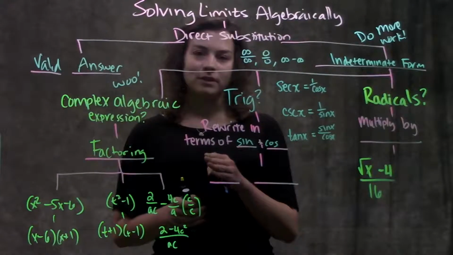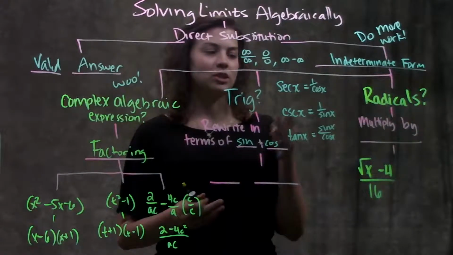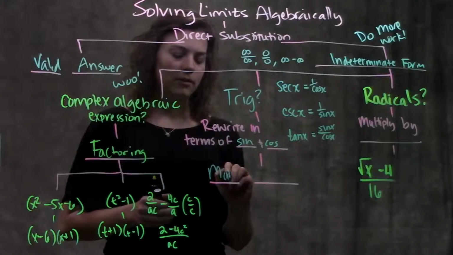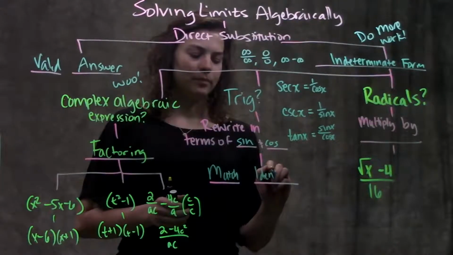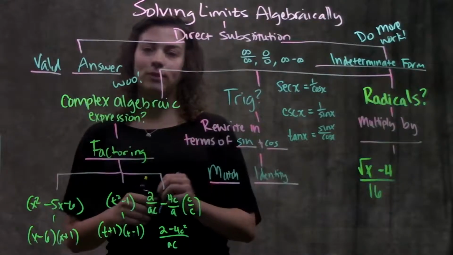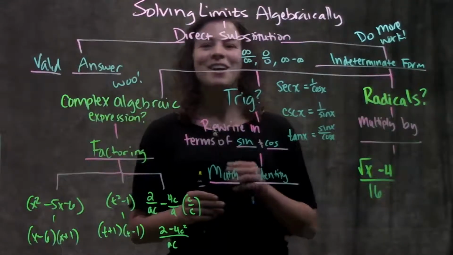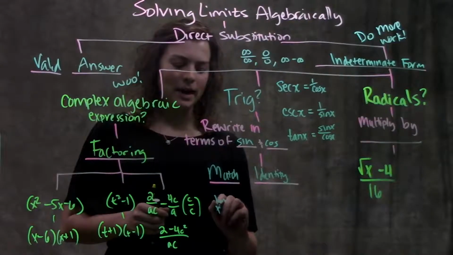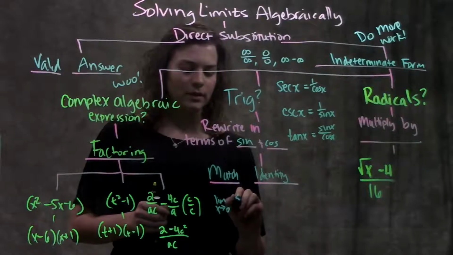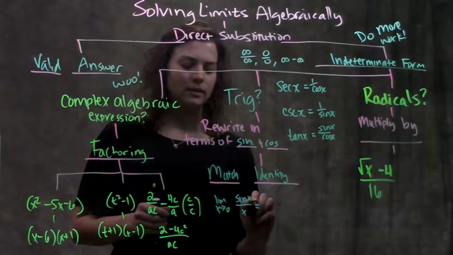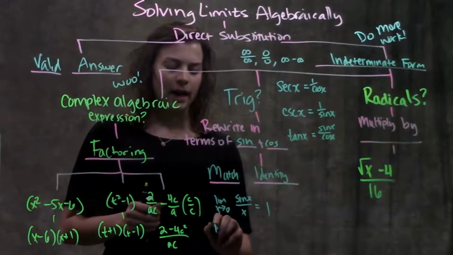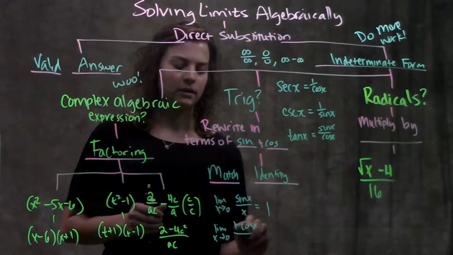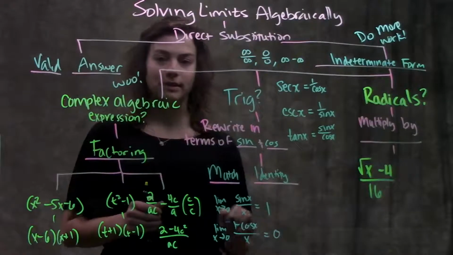Alright, once we've done the first step, we've rewritten the entire function in terms of just sine and cosine, like this. Our next step is to make our function match an identity. If you remember in section 2.6, we had 2 identities, one for sine functions and one for cosine functions. They said that the limit as x approaches 0 of sine x over x is equal to 1. And for cosine, the limit as x approaches 0 of 1 minus cosine x over x is equal to 0.